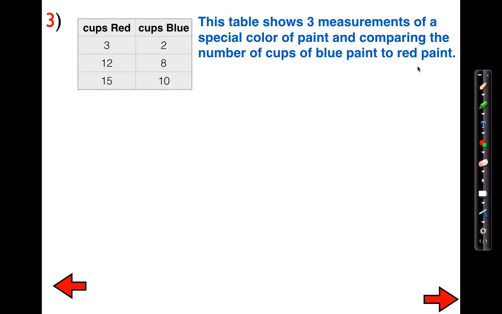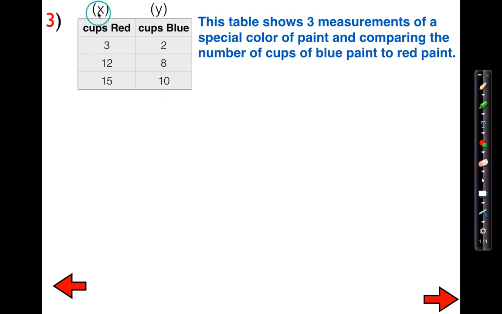Number 3. The table shows 3 measurements of a special color of paint, comparing the number of cups of blue paint to red paint. So imagine this paint, if it were mixing blue and red together, is probably this purple color. It has specific measurements, certain ratios. When you use 3 cups of red, you're going to use 2 cups of blue. If you're using 12 cups of red, you're going to have to use 8 cups of blue. If you use 15 cups of red, you're going to use 10 cups of blue.